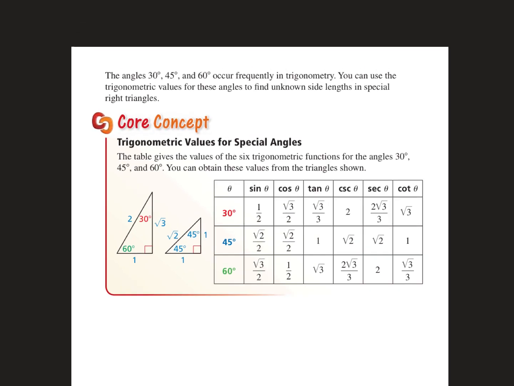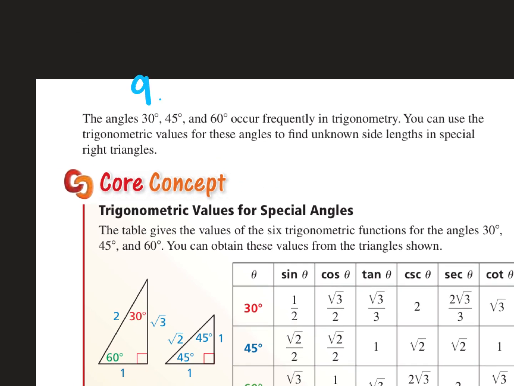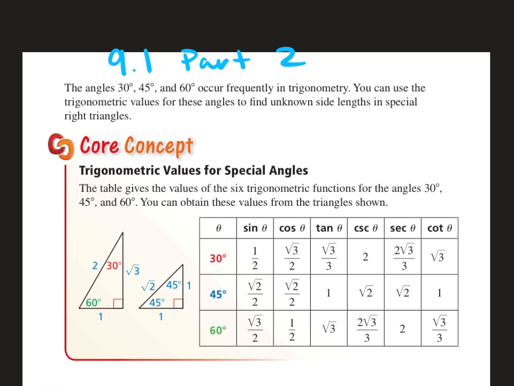Right, so we're going to pick up where we left off with 9.1. So this will be 9.1 part 2. It says the angles 30, 45, and 60 occur frequently in trigonometry. You can use the trigonometric values for these angles to find unknown side lengths in special right triangles.